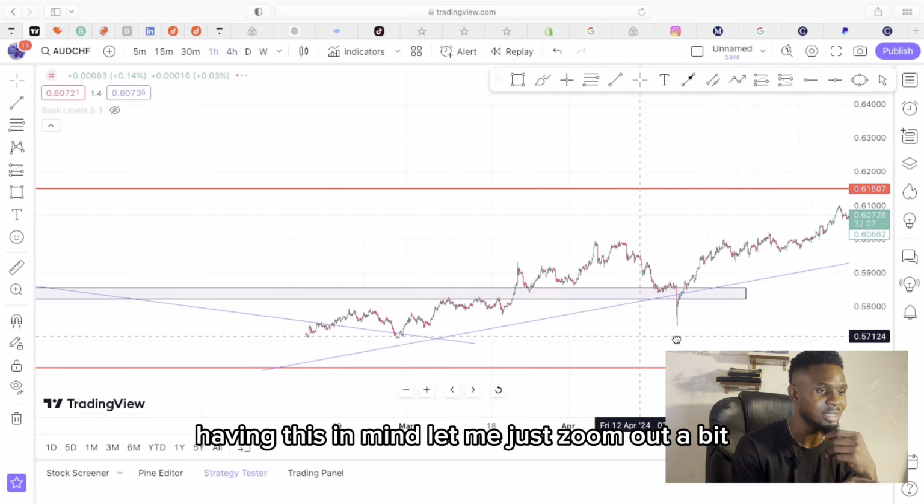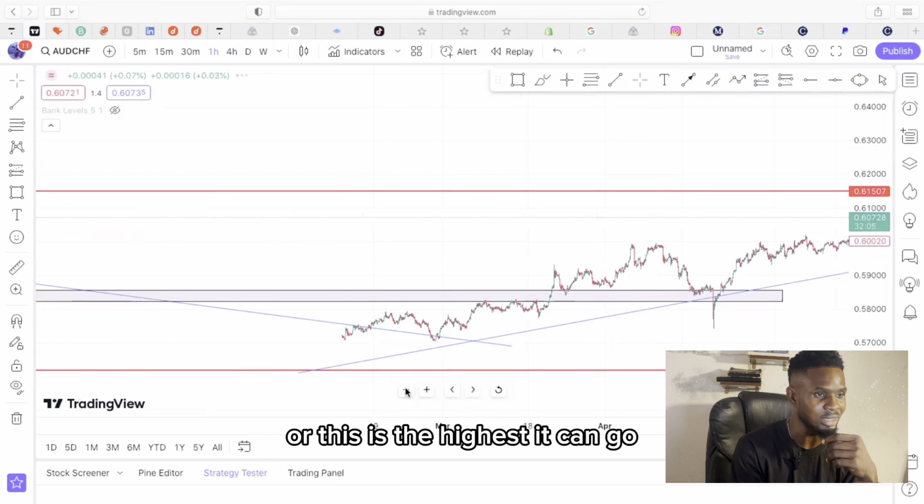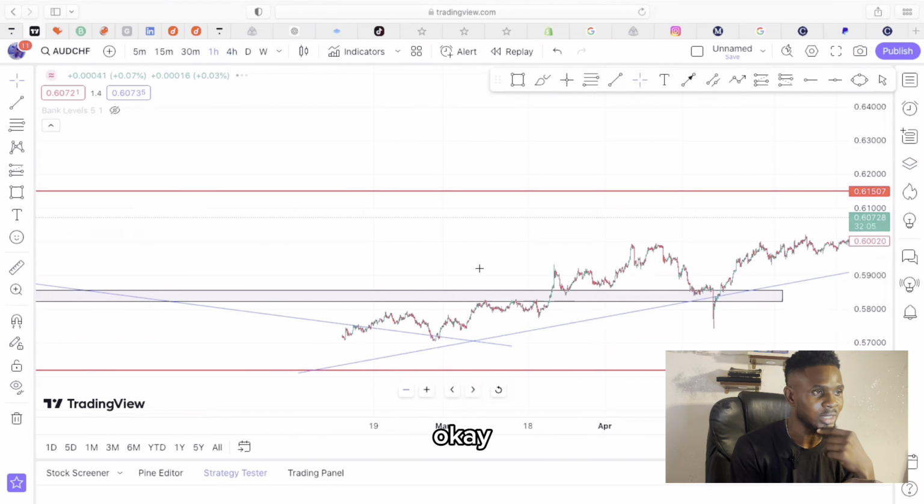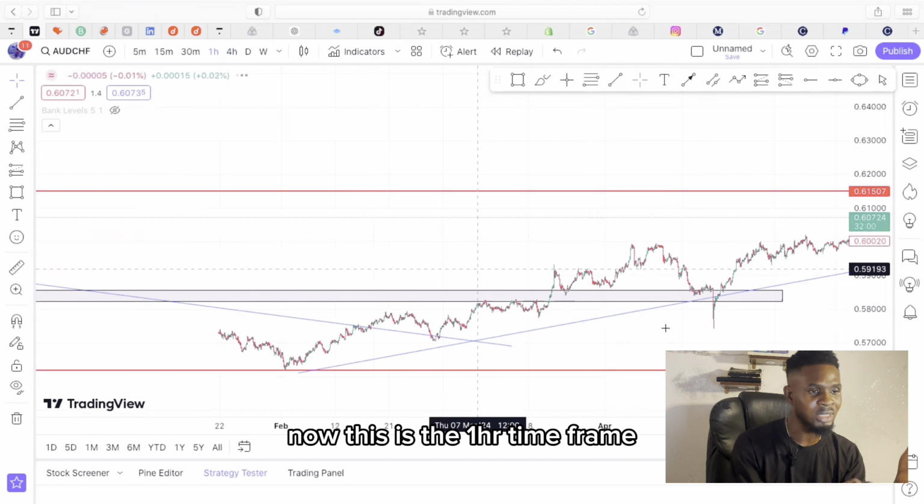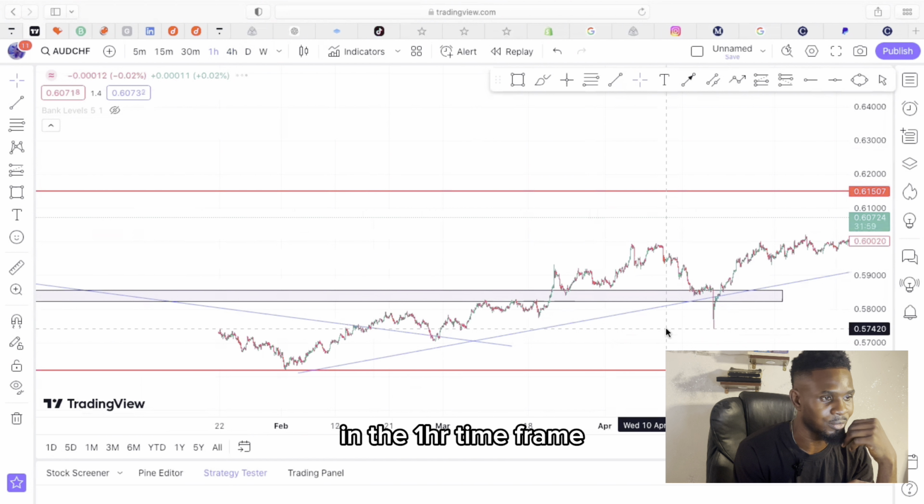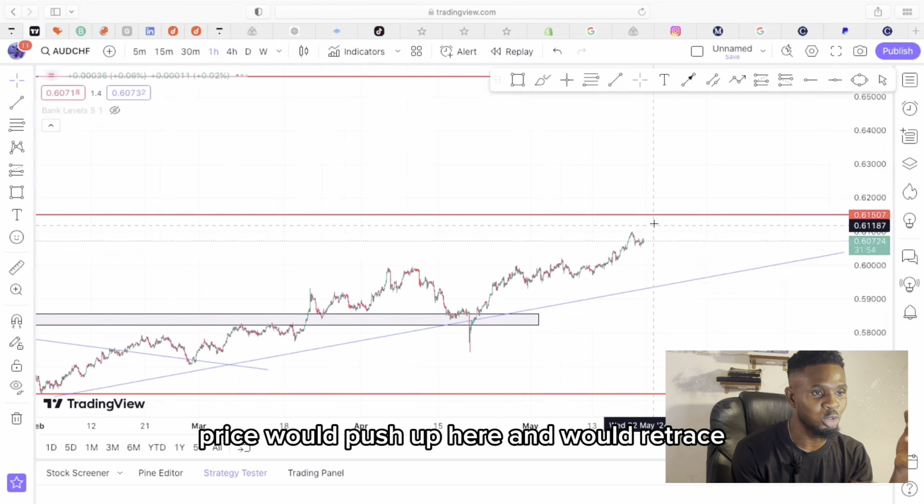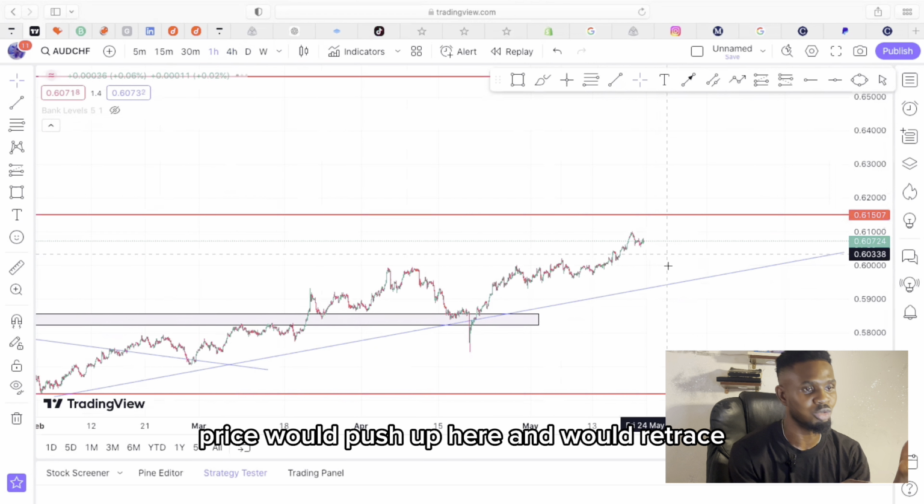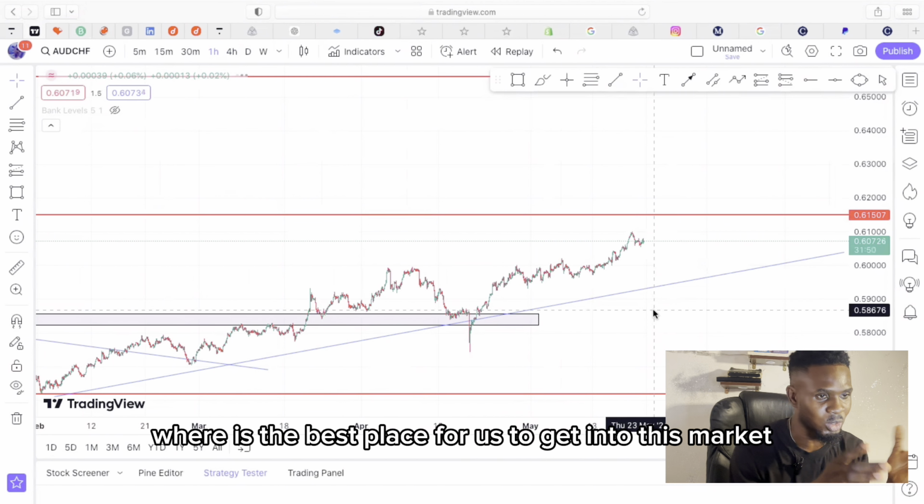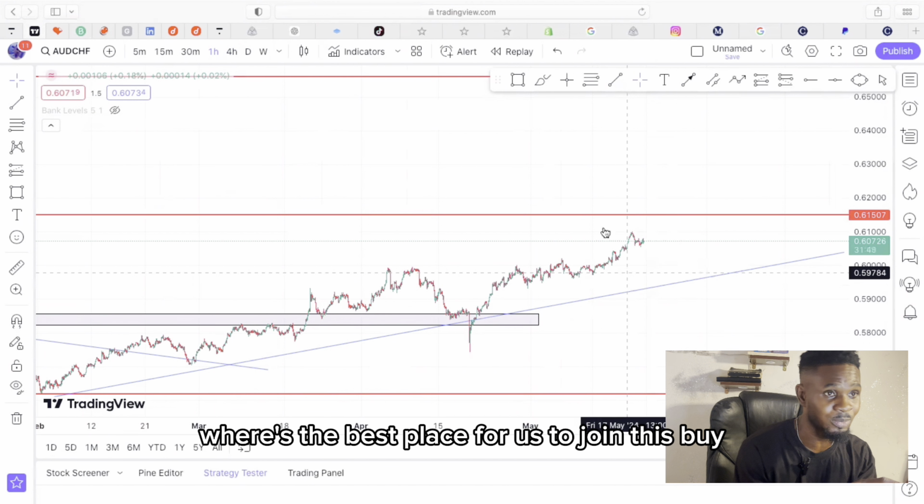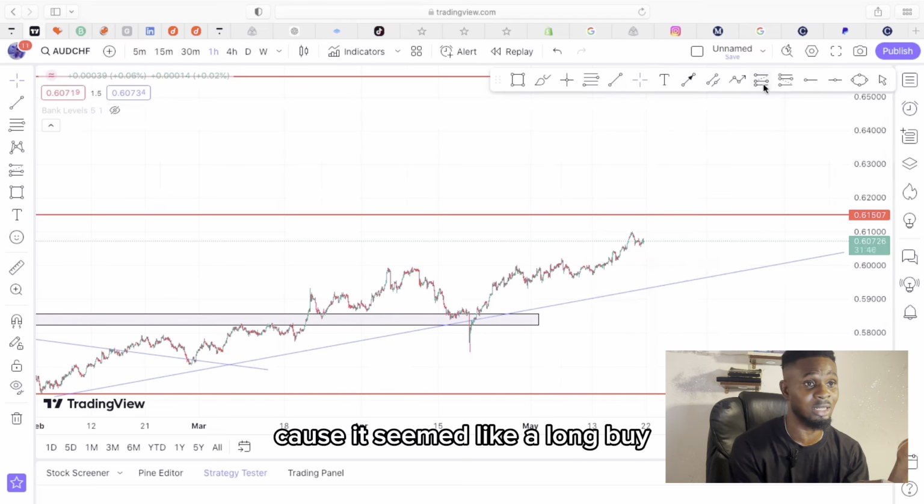So having this in mind, let me just zoom out a bit, or this is the highest it can go. Okay. So now this is the 1 hour time frame. In the 1 hour time frame, I just want to mark on points whereby price would push up here and what we trade. So we want to know where is the best place for us to get into this market. Where is the best place for us to join this buy, because it seems like a long buy.